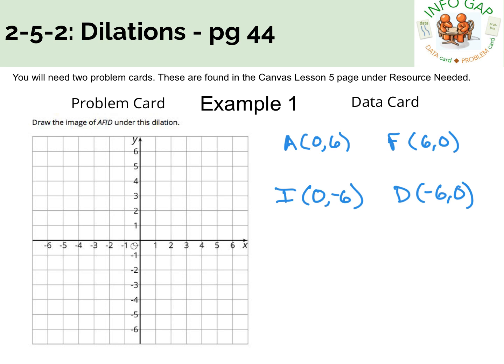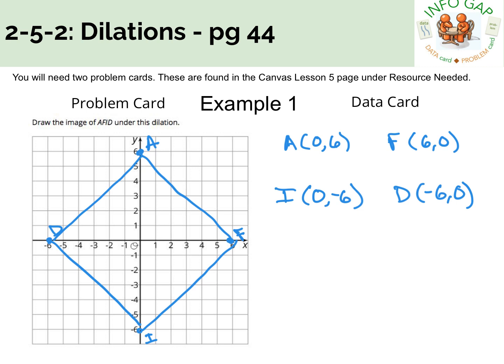So A is 0, no side to side, go up 6. Here is A. F is 6, 0, so we're going to go to the right 6, not up. Here's F. And then we have I, 0, -6, so don't go side to side, but go down. Here's I. And D is -6, 0, don't go up and down. Here is D. So this is the picture that we are going to go ahead and dilate. Okay, dilate it.